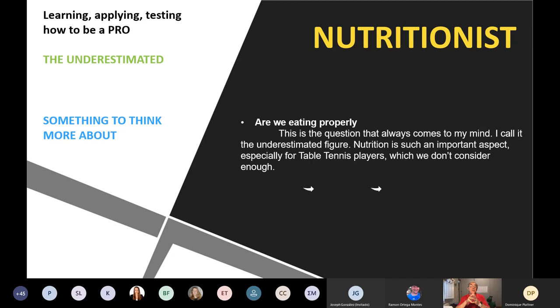Our performance is not exempt from what we eat. Or how we sleep, actually, you know. So the nutritionist is very important, that can also advise you what kind of food, whether it's more fruit or more carbohydrates, how to recover, more proteins, what kind of supplement maybe to have, a banana during the match. So many players, you know, having your banana in between the games. So let's think about this figure that we don't think enough about.